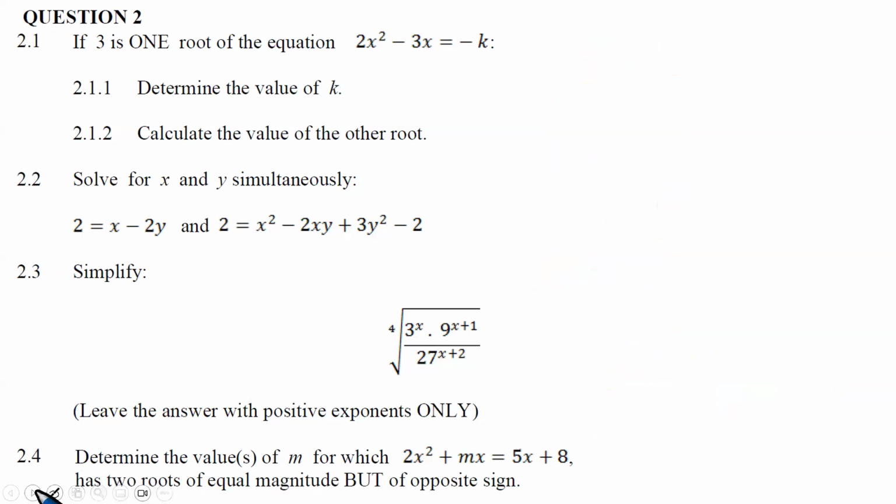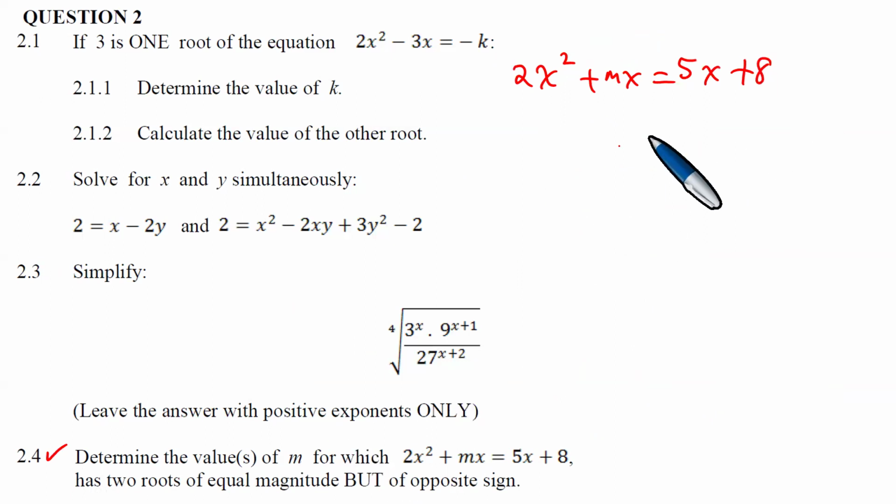The next question is type 4. Determine the values of m for which this one has 2 roots of equal magnitude but opposite sign. So you have 2x squared plus mx equals 5x plus 8. 2 roots of equal magnitude but opposite sign. We must find the values of m. What do we do here?